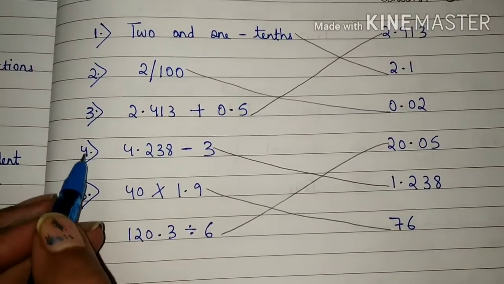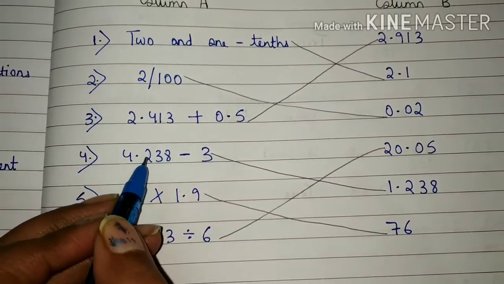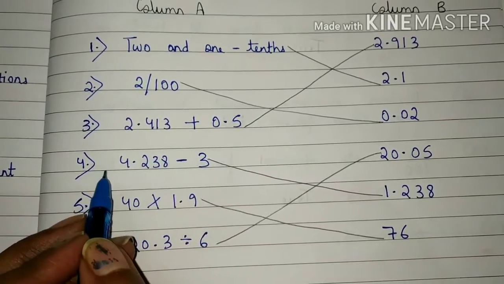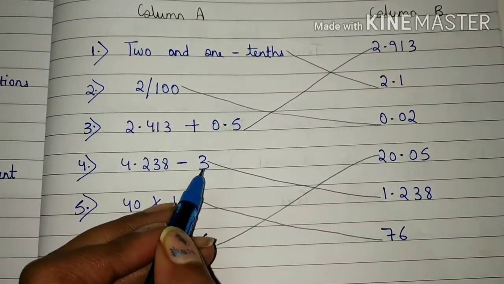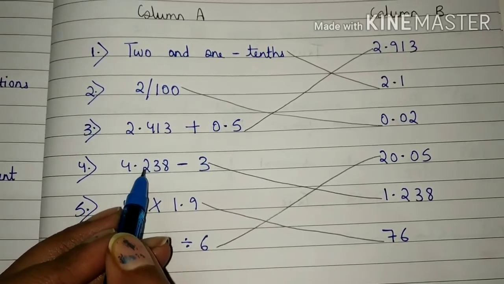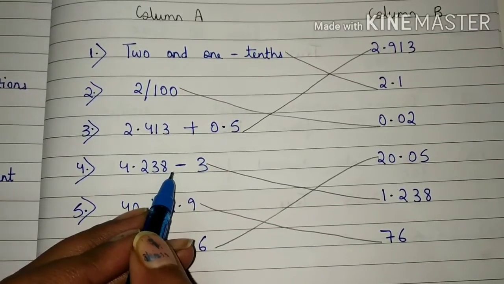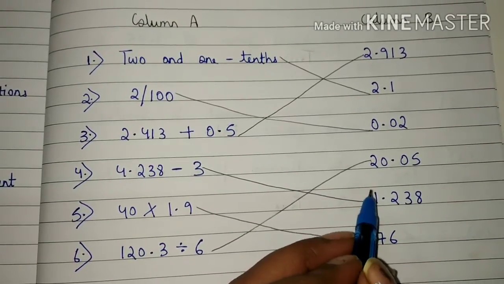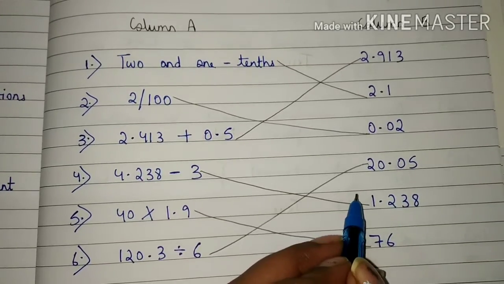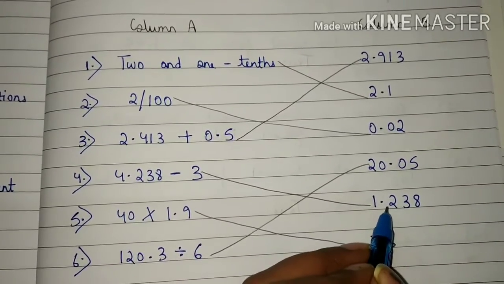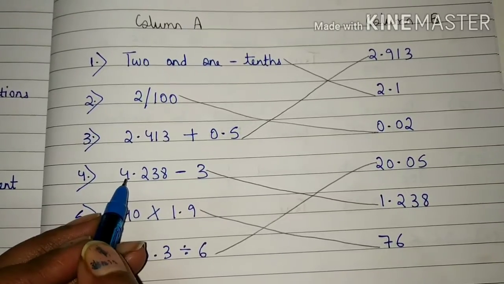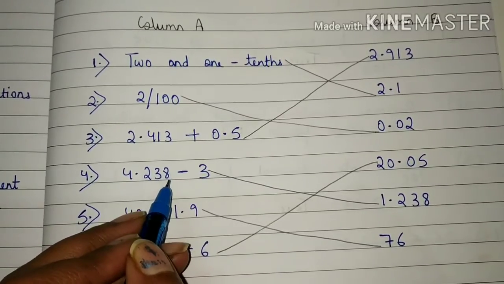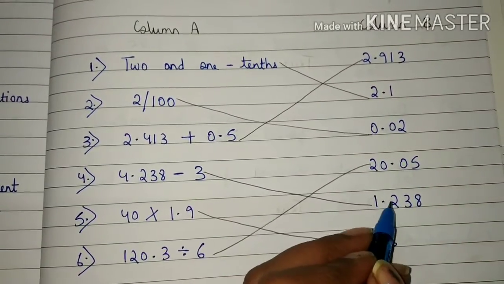Students, now come to question number 4. 4.238 minus 3. Students, on subtracting 3 from 4.238, you will get the answer 1.238. Students, 1.238, this is your correct answer because when you subtract 3 from 4.238, you will get the answer 1.238.